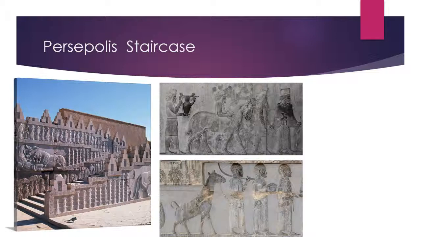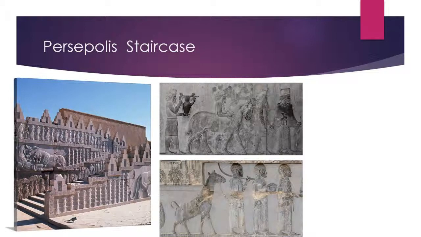So Persepolis, in Old Persian known as Parsa, was the ceremonial capital of the Achaemenid Empire from 550 all the way down to 330 BC. It's situated 60 kilometers northeast of the city of Shiraz in the Fars province in Iran, and the earliest remains of Persepolis date back to 515 BC.